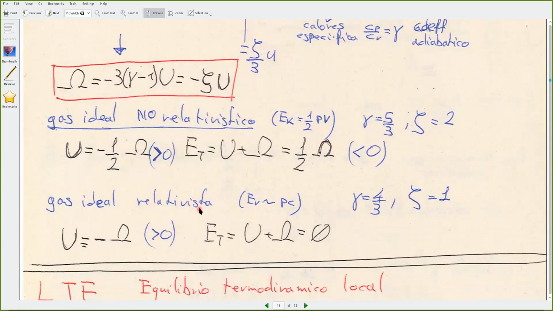A relativistic gas can also be a gas of photons. In this case, gamma is infinite, but theta here is the one. So it's not always that the coefficient can be defined, but it's permitted.